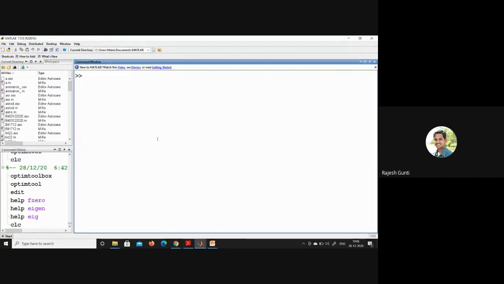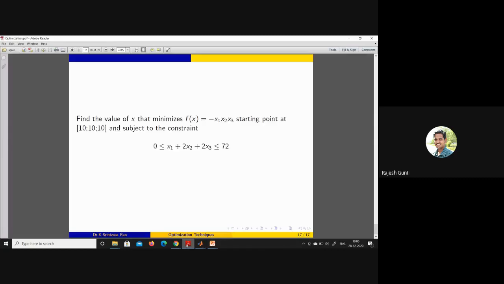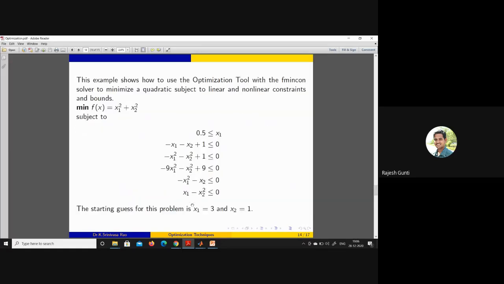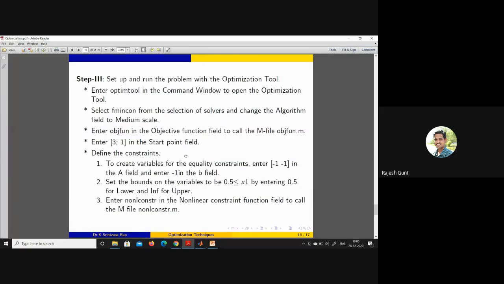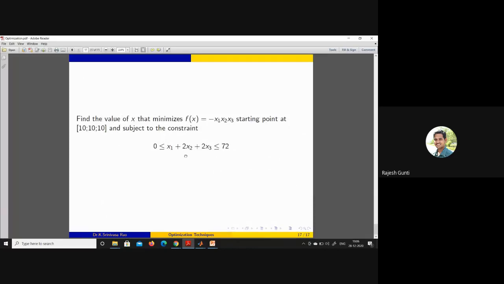Now I am going to solve this book's problem. Find the value of x that minimizes f of x. The previous problem I solved was a worked example in SSR, Singiresu S. Rao. That same answer I got through MATLAB also. This is also an SSR textbook problem.